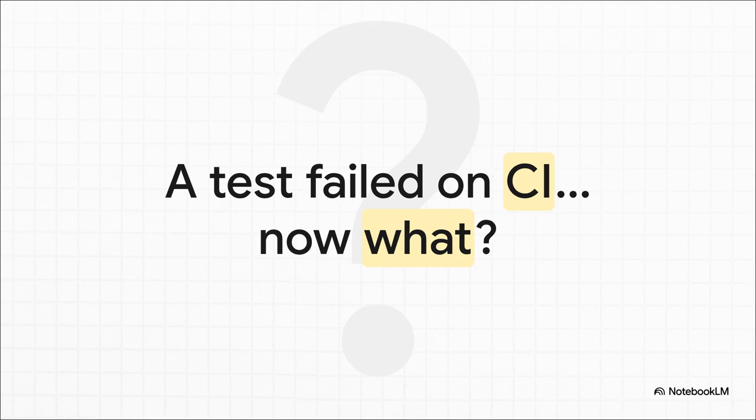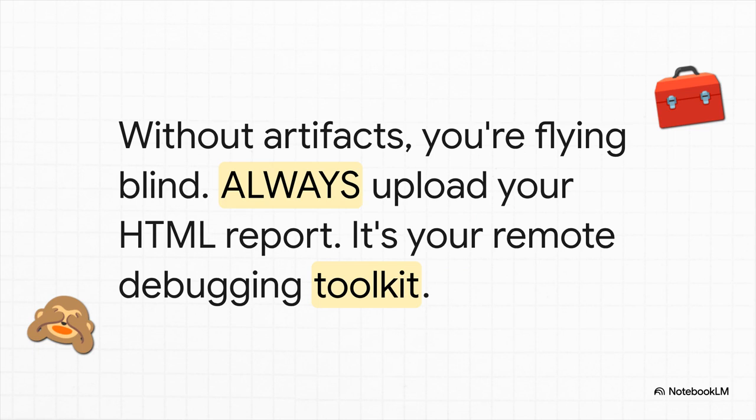Okay, so a test failed on the remote server. You just see a big red X next to your pull request. How in the world are you supposed to debug something that you can't see or interact with? Well, you're flying completely blind if you skipped that upload artifact step.